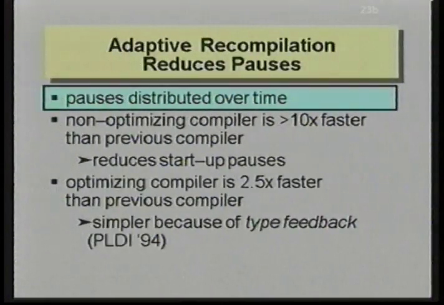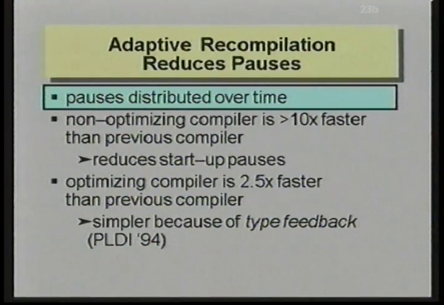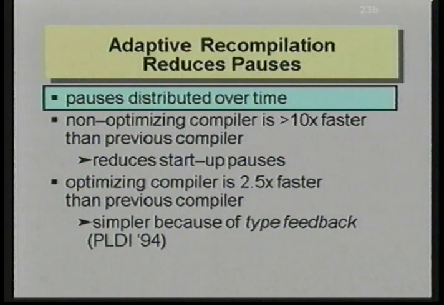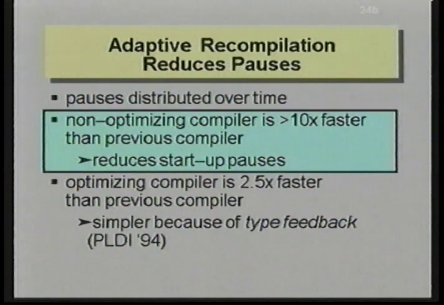Now, why is this good? Why does this reduce compile pauses? There are several reasons why adaptive compilation reduces compile pauses. The first one is that the pauses introduced by the optimizing compiler are more spread out over time. They don't all happen in the beginning when you start some new code. The second reason is that the non-optimizing compiler can be much simpler and therefore much faster than an optimizing compiler. And in fact, it is more than an order of magnitude faster than the optimizing compiler. And therefore, it's able to generate the initial code much more quickly than any optimizing compiler could.